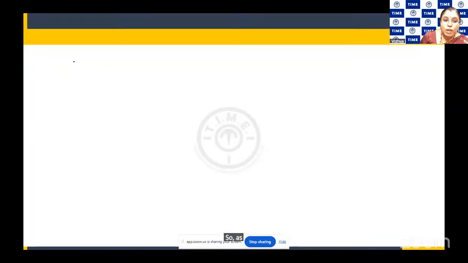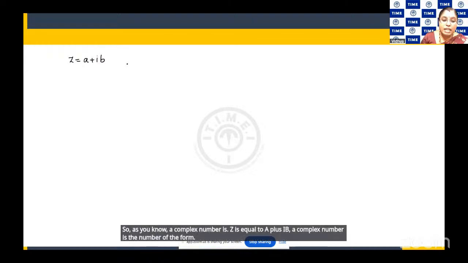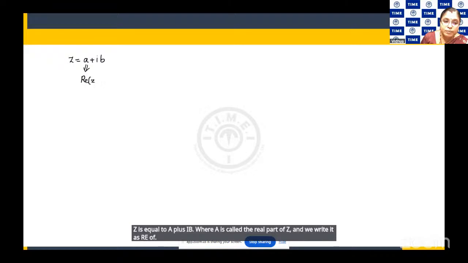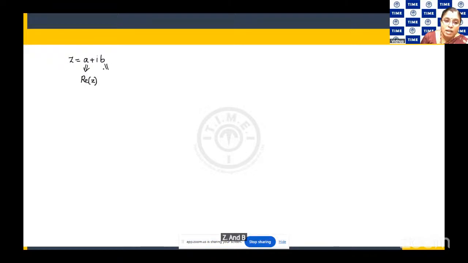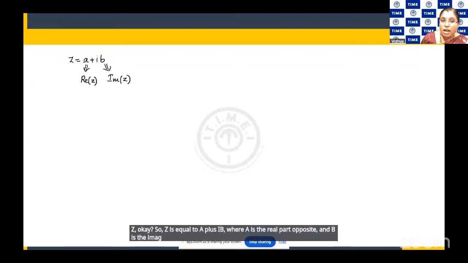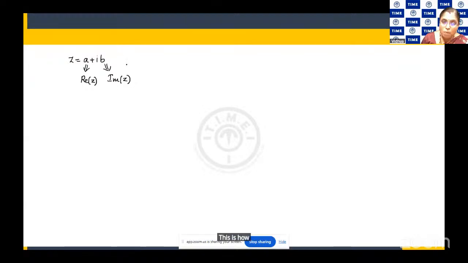So as you know, a complex number is z is equal to a plus ib. A complex number is a number of the form z is equal to a plus ib, where a is called the real part of z and we write it as Re of z. And b is called the imaginary part of z and it is denoted by Im of z. Okay, so z is equal to a plus ib, where a is the real part of z and b is the imaginary part of z, and this is how we represent a complex number.